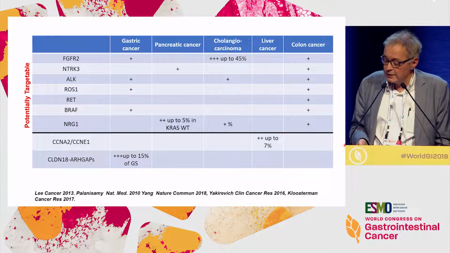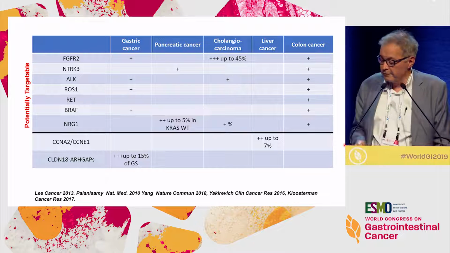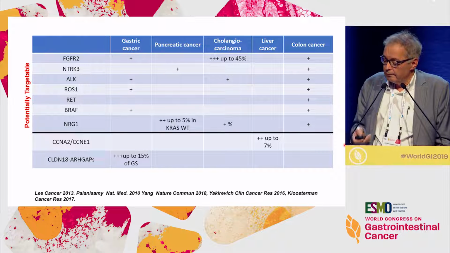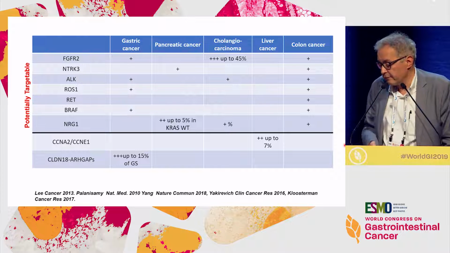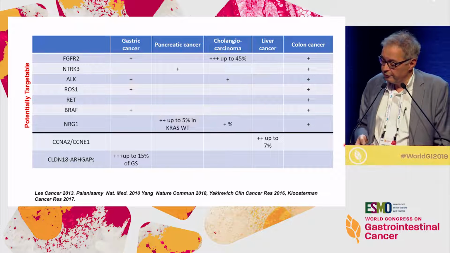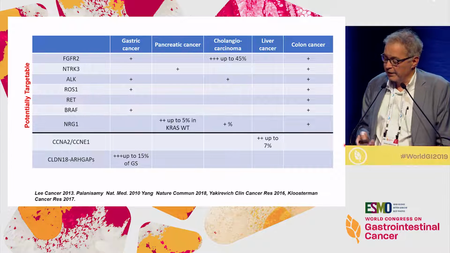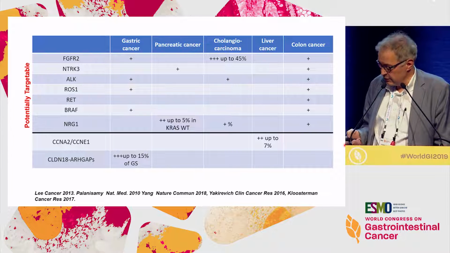And you also have these two fusion genes in the bottom part of this slide that could also be targetable, probably by chemotherapy for liver cancer, but also for the Claudin 18 ARHGAP fusion by an antibody developed against Claudin 18.